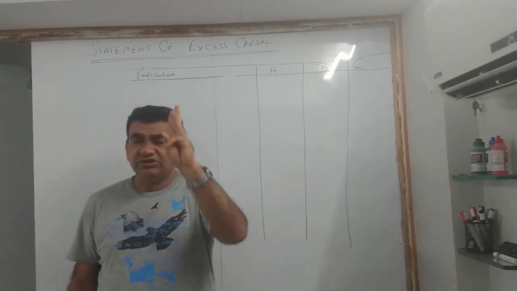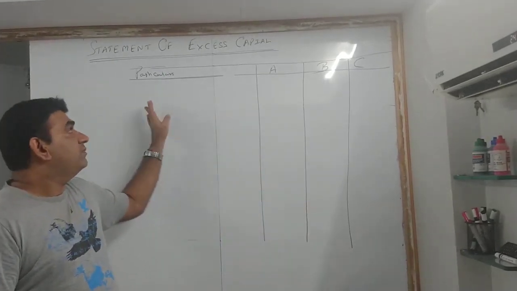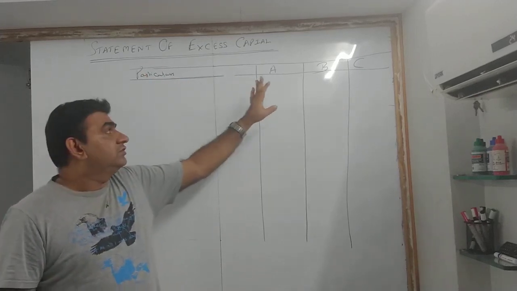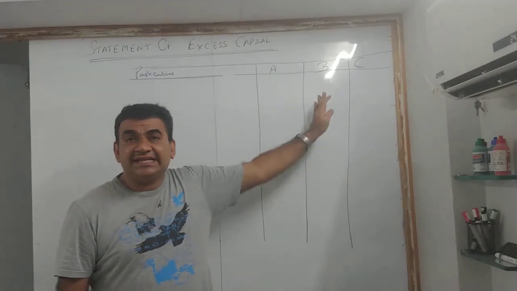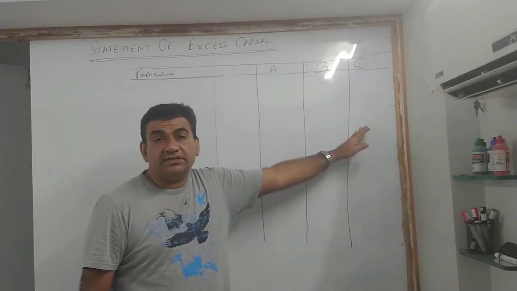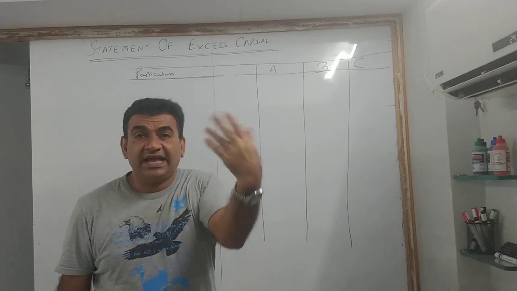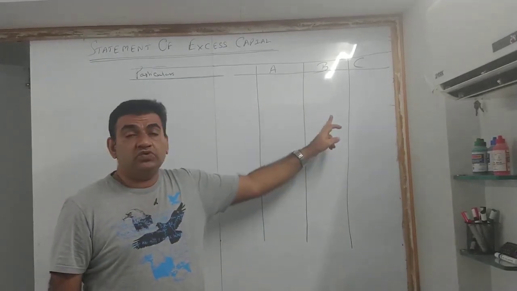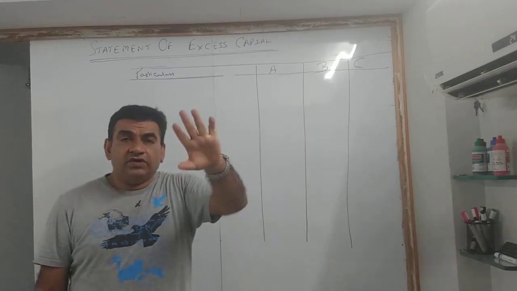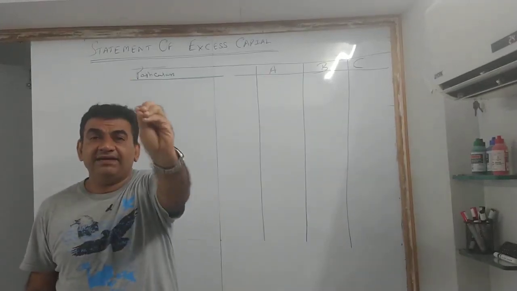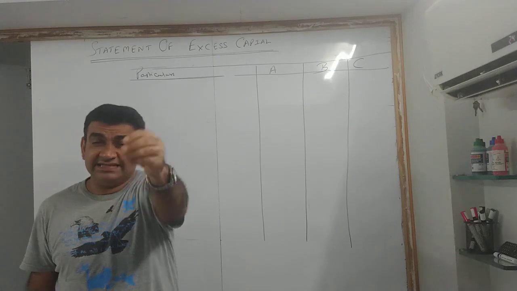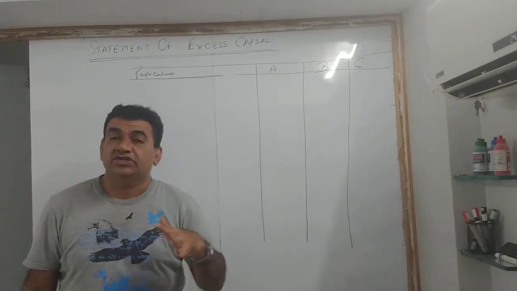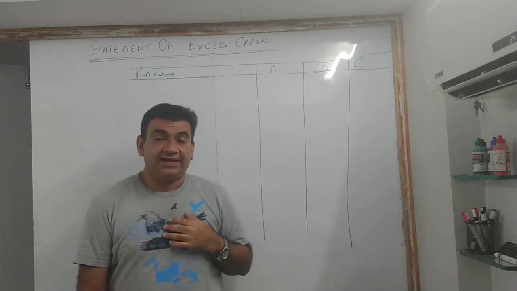Okay? Now there are 3 partners. So this is the way you'll prepare the columns. Particulars. First partner A, second partner B, third partner C. Particulars plus extra columns depending upon the number of partners. If 2 partners, 2 columns; 3, 3; 4, 4. Normally 95% of the sums will have 3 partners. In exceptional cases there will be 4 partners. But normally the trend is 3 partners only. Okay? Now how to start?